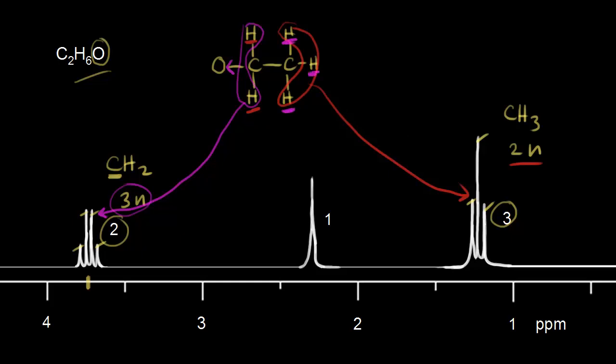Finally, let's look at the last signal. So we only have 1 more proton to think about. There's only 1 place to put it. It must go on the oxygen. So this is the NMR spectrum for an alcohol, for ethanol. So this proton in blue is this signal on the NMR spectrum.